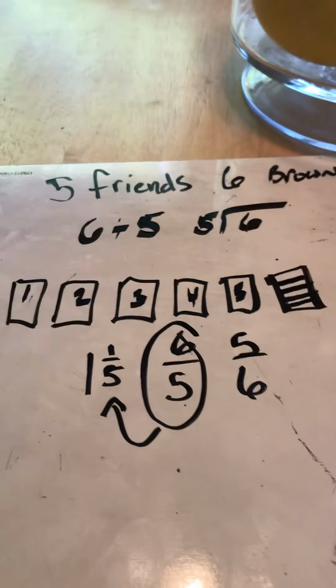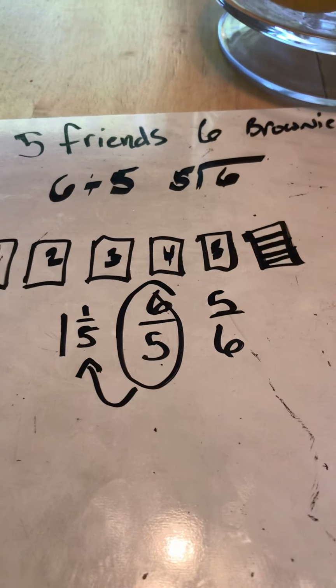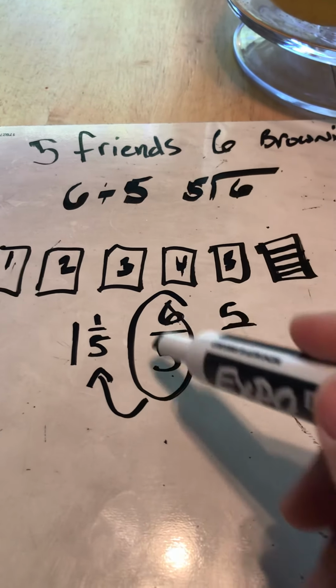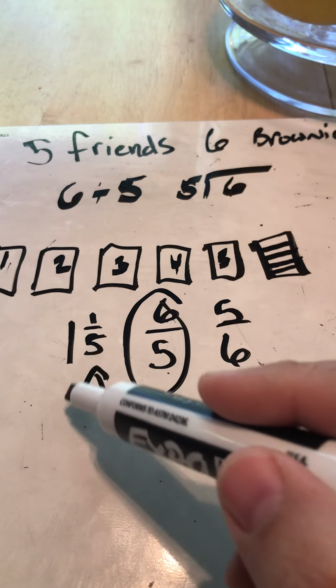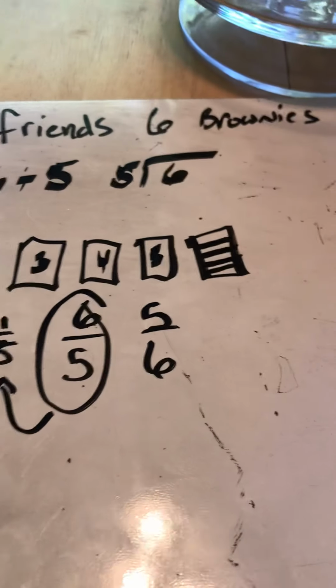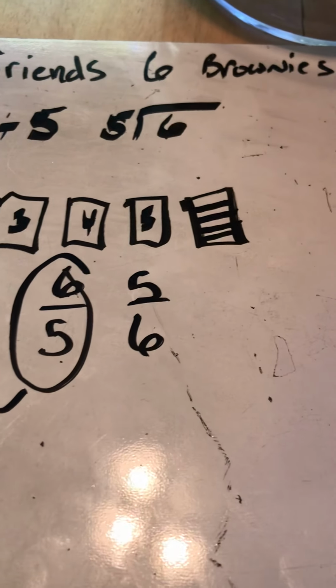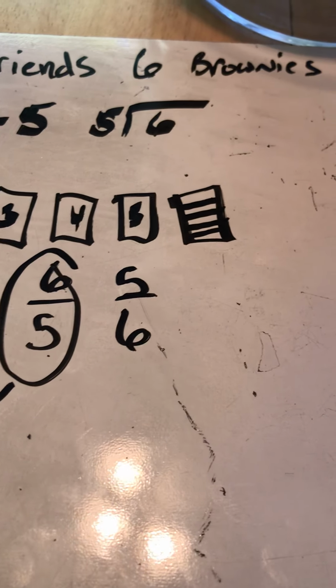So it might have helped you decide to pick that one, because you saw the mixed number there and you said, well, this is an improper fraction. An improper fraction is what gives us a mixed number, as opposed to a regular fraction. A regular fraction will not give us a mixed number.